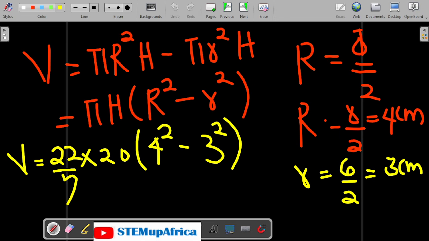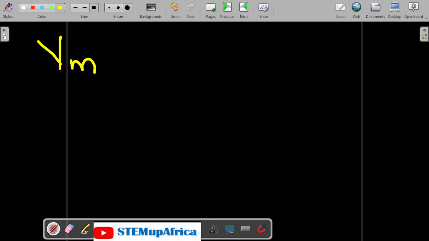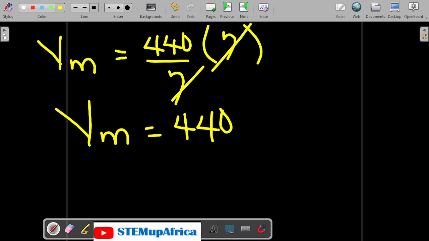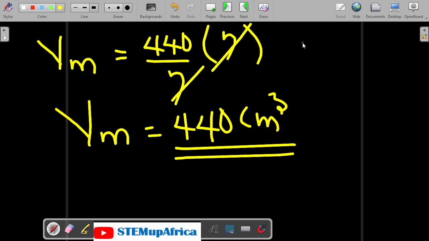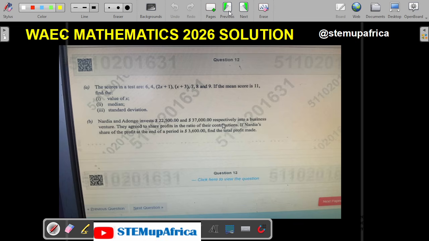So we're going to have V now to be 440/7, multiplying 22 times 20. 4 squared is 16, then 3 squared is 9. So the volume of the material is now 440/7 times 16 minus 9, which is 7. So 7 cancels 7. The volume of the material will give us 440 centimeters cubed. So that is the solution to question 8A and 8B.